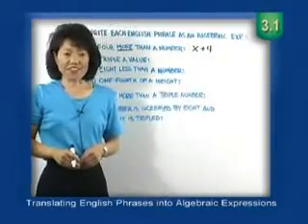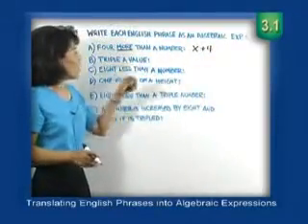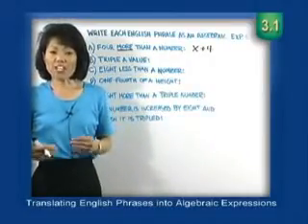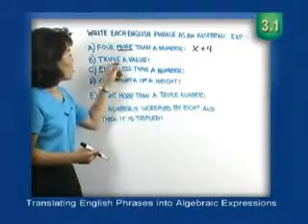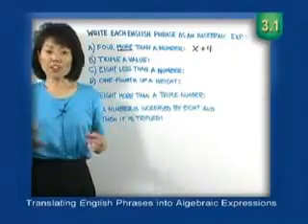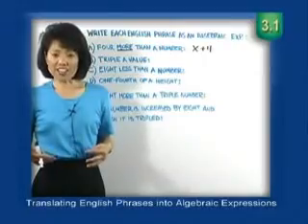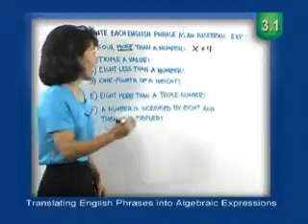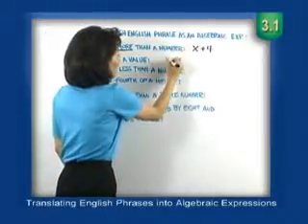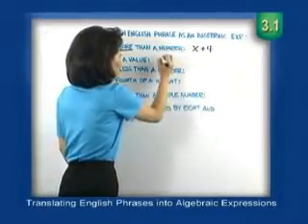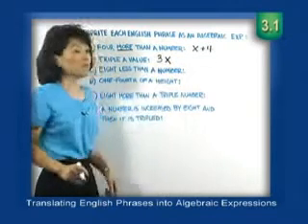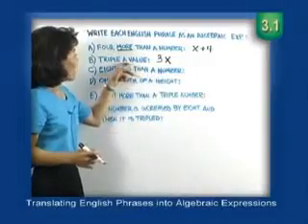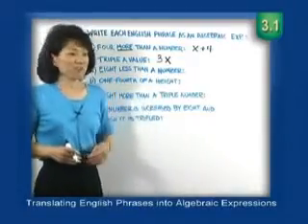Let's look at our second phrase. Triple a value. Again, that value is an unknown. We want to triple that value, or in other words, we want to multiply that value by 3. Again, if we choose our favorite variable x and multiply that favorite variable x by the number 3, 3x would be the equivalent of the phrase triple a value.